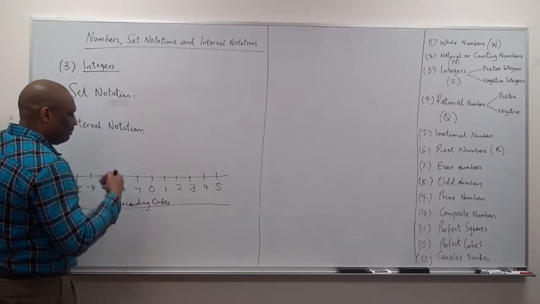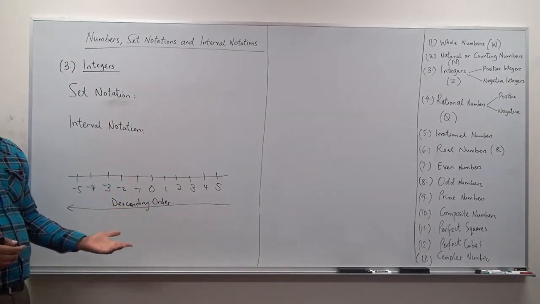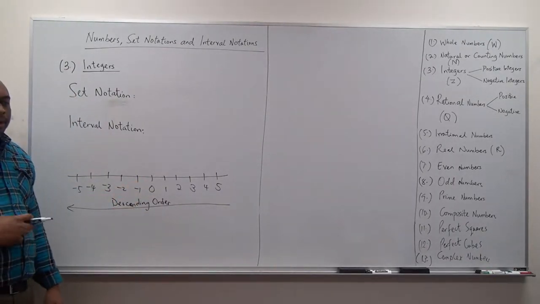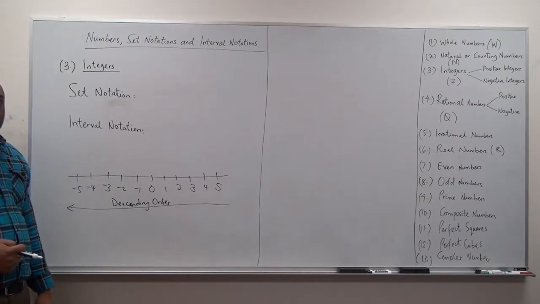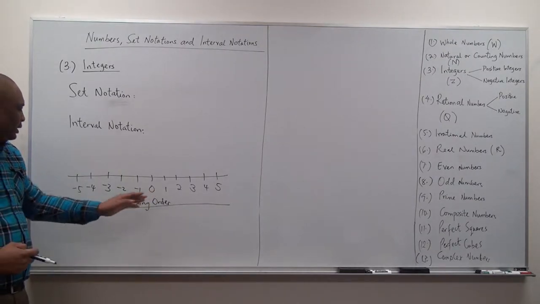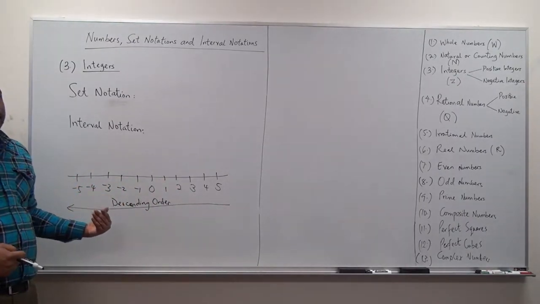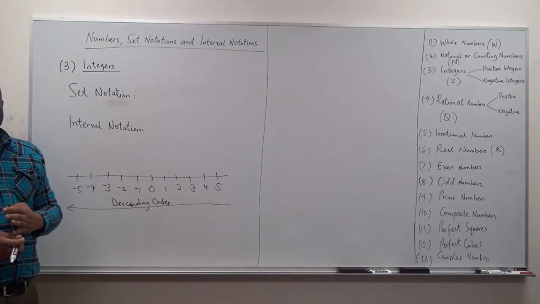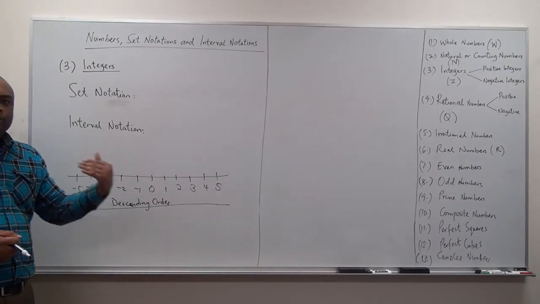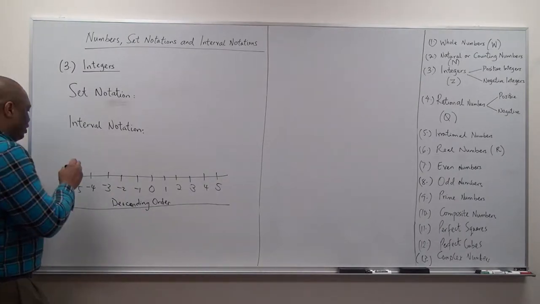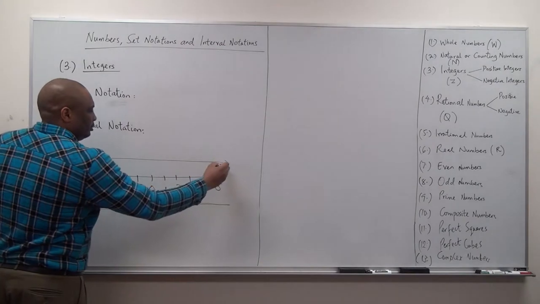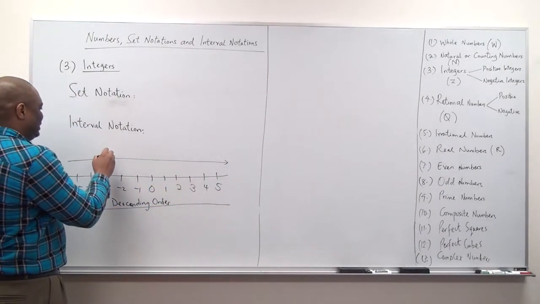I'm trying to teach number line because you will still need this knowledge in other topics that we will cover. So, if you're moving in this direction, it is called descending order. Descending order means from the greatest to the least. Or you can also move in this direction, and this direction is called the ascending order.